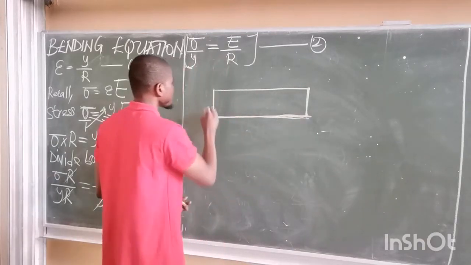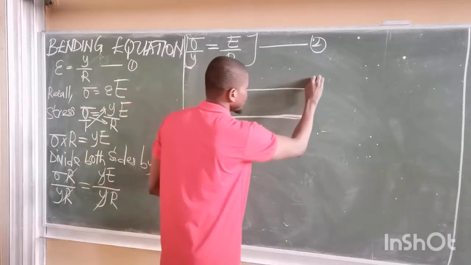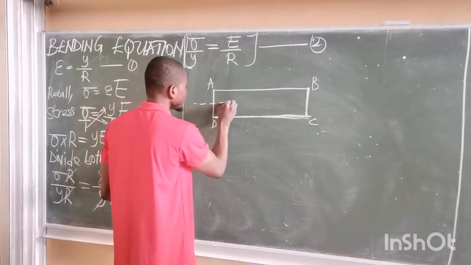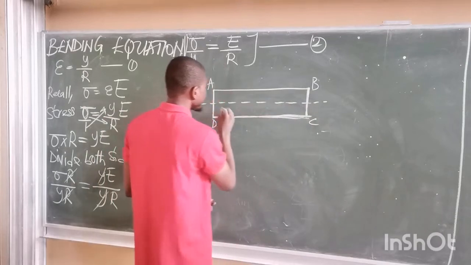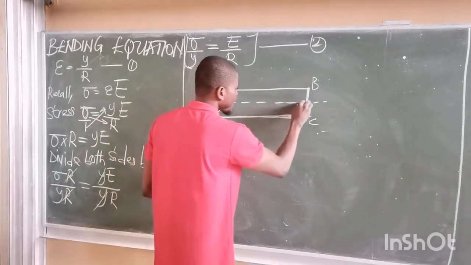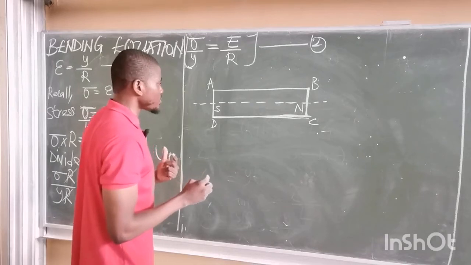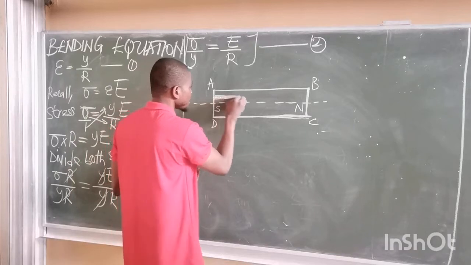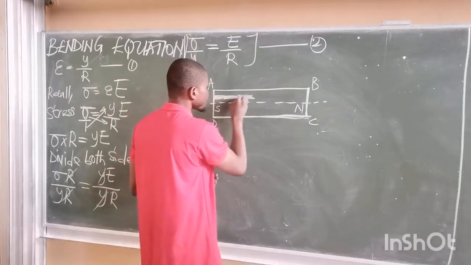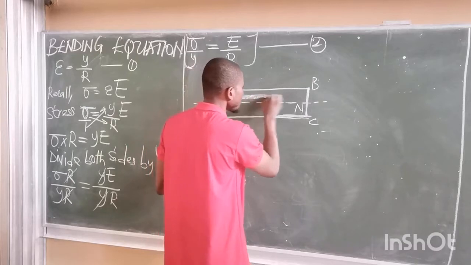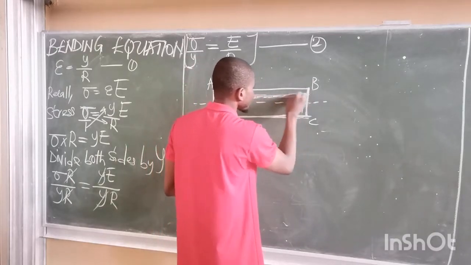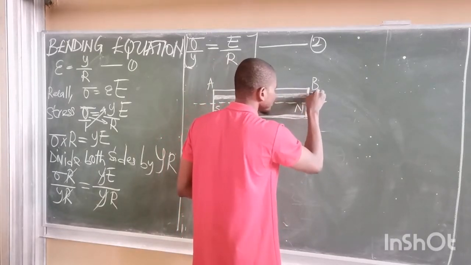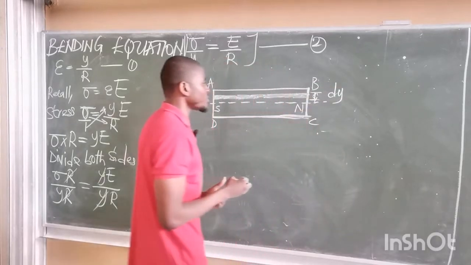Okay, so I have the same rectangular beam, doesn't still change, A, B, C, and D. And also, this remains the neutral axis where bending is maximum. So we call this SN. Neutral axis is always at the middle. That is where bending is maximum. Now, let's consider a thin portion of thickness dy. Let's consider a small portion here of thickness dy. The thickness of this portion is simply dy. We said this from beginning.